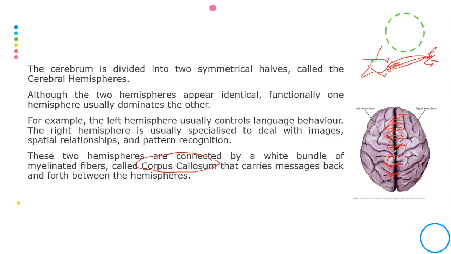Such myelinated fibers connect both hemispheres, which is called the corpus callosum. The corpus callosum carries messages back and forth between the two hemispheres. This connects these two hemispheres to carry out the functions effectively. Both hemispheres are important to complete a task.